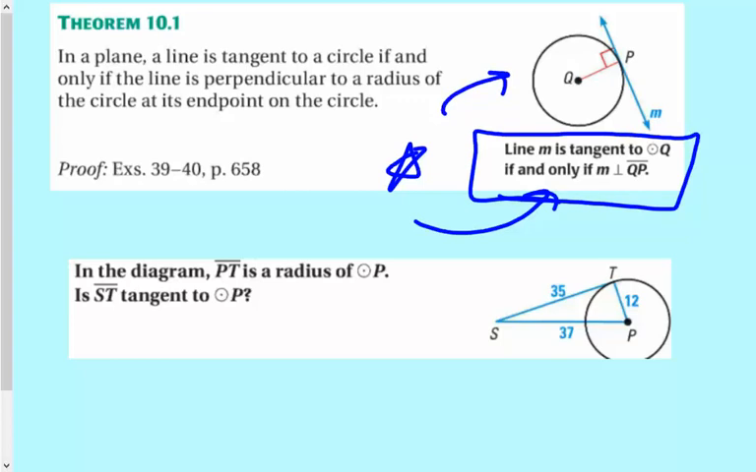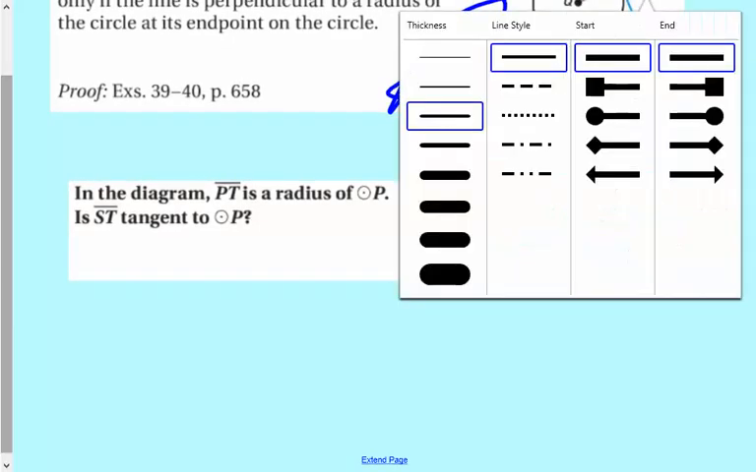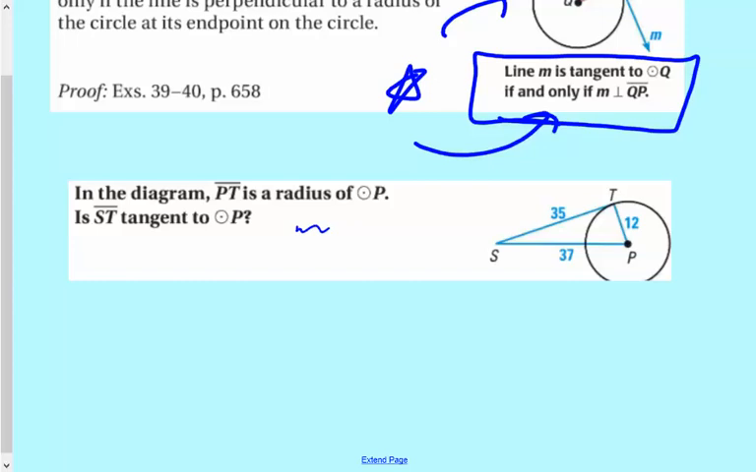So what that allows us to do is check whether or not a segment, ray, or line is tangent to a circle. We can apply the converse of the Pythagorean theorem and see if there's a right angle there. So we're basically going to see, is T a right angle, yes or no? So we're going to do the Pythagorean theorem here, or the converse.